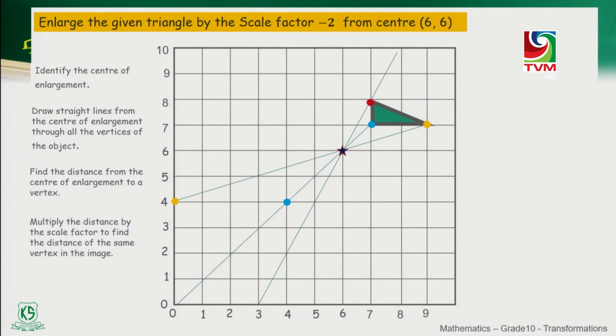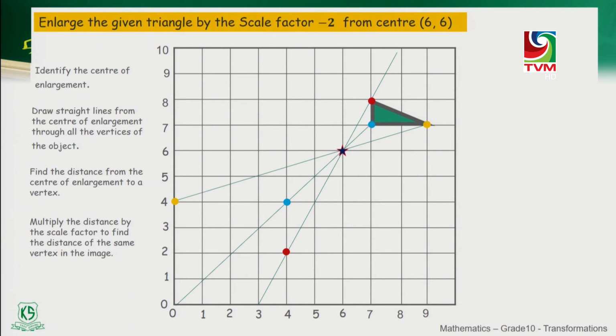Now follow the same process to get the third vertex. Check the distance, multiply it by the scale factor. Here it is across 1 square and vertically upwards we have 2 squares. So 1 multiplied by 2 is 2. So to the opposite side we are going to take 2 squares, and vertically upwards we have 2 squares to that point. 2 multiplied by 2, that is the scale factor, is 4. Since it is negative, now downwards we are going to take 4 squares. So this is where the same point on the enlargement is going to be.